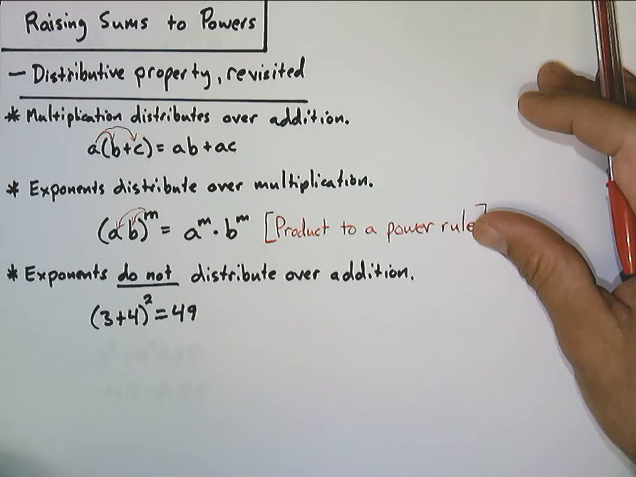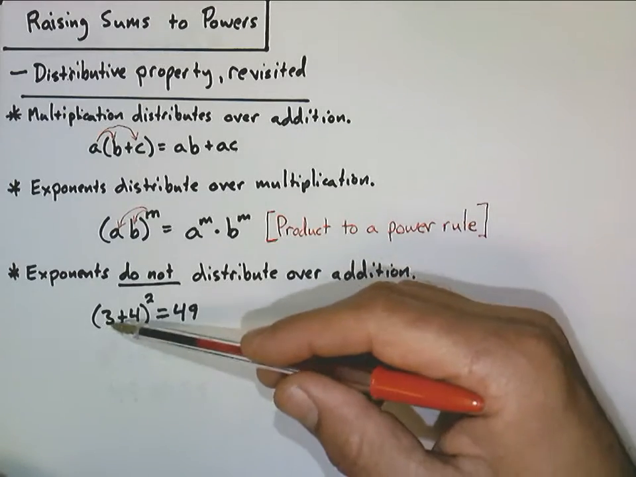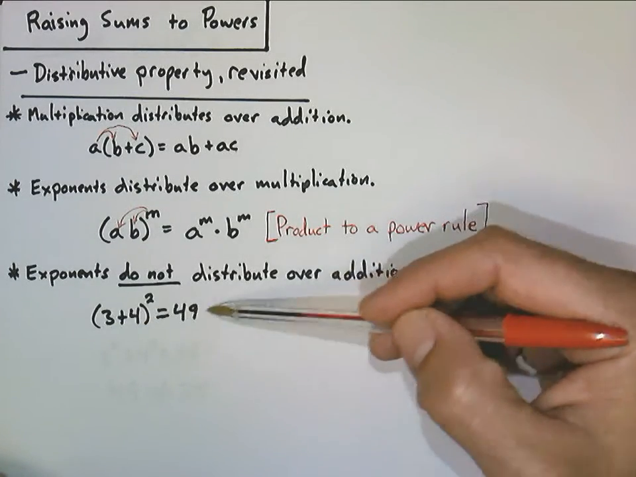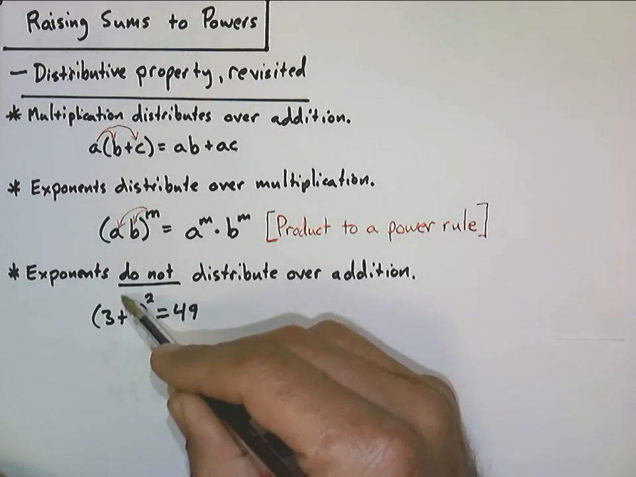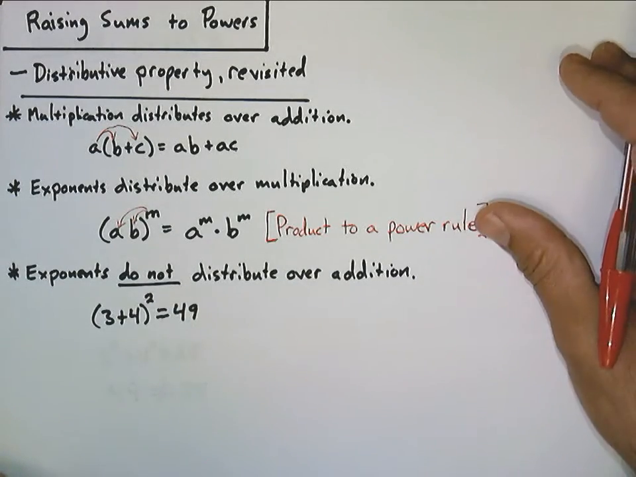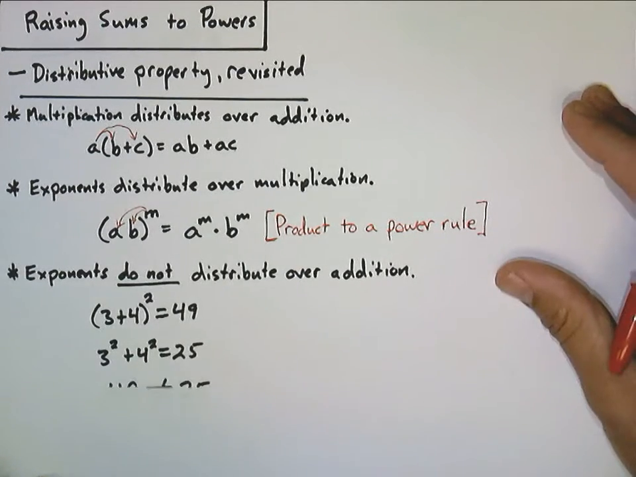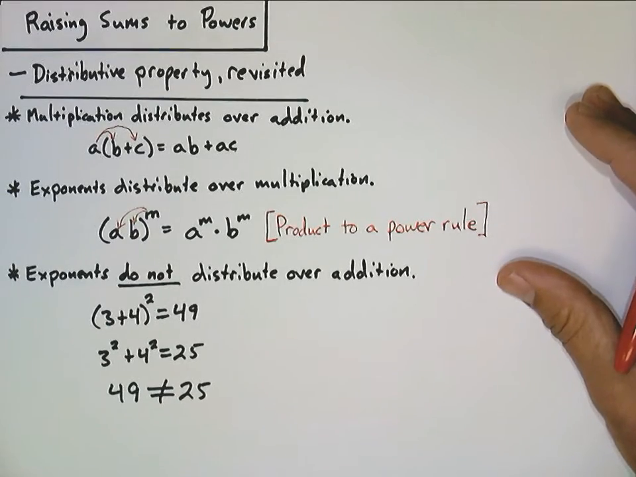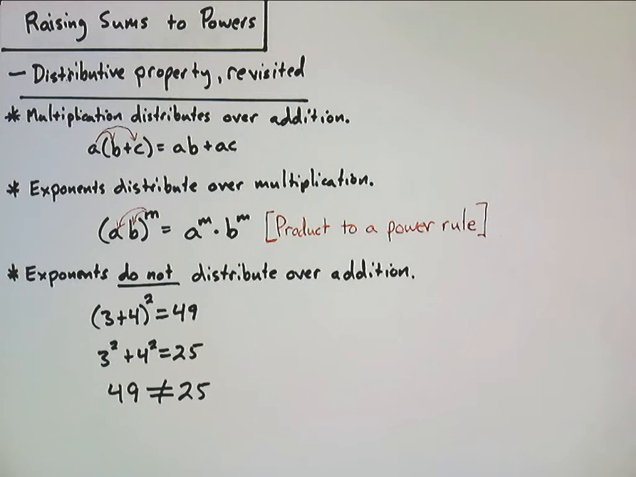For instance, if we have the sum 3 plus 4 raised to the power of 2, 3 plus 4 is 7, and 7 squared is 49. But if we thought about this as distributing the exponent into that sum, we would end up with 3 squared plus 4 squared, which is 9 plus 16, which is 25. And 49 is definitely not the same thing as 25. So it's an easy example to see that exponents do not distribute over addition.